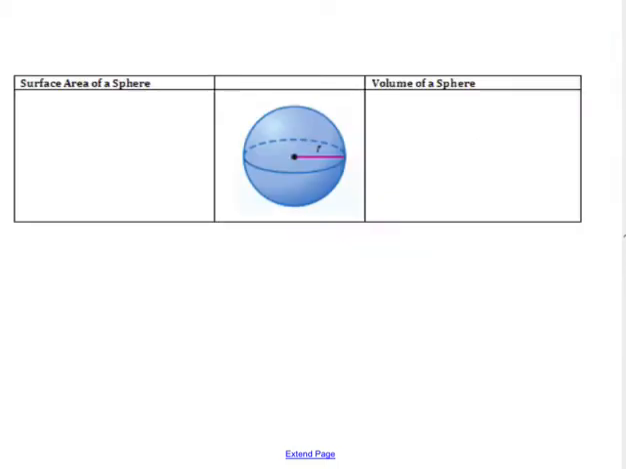Taking a look at the surface area of a sphere, here's the formula we're going to use. To get the surface area of a sphere, we have 4 times pi times r squared. Now there is no lateral area for a sphere because we don't have any bases, because it's all round. So all we can do is calculate the surface area, which is 4 times pi times r squared.